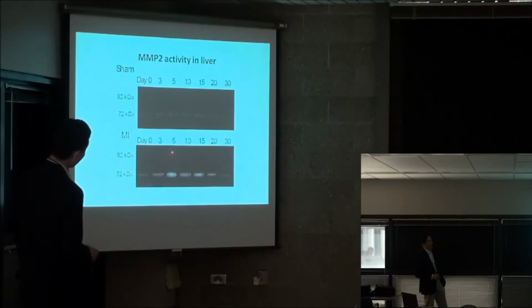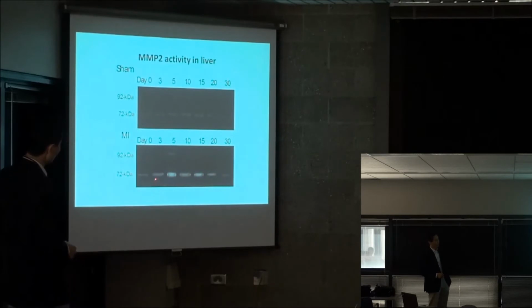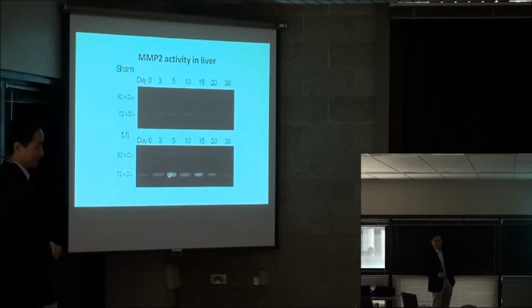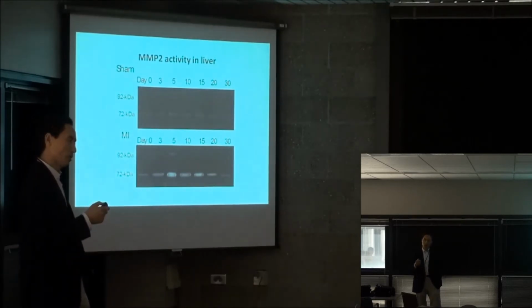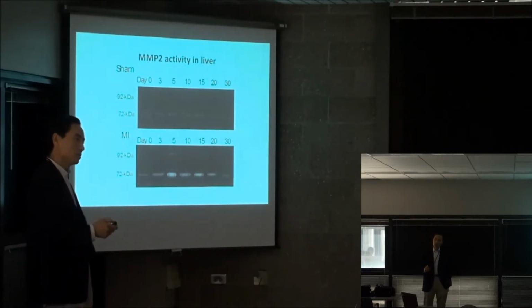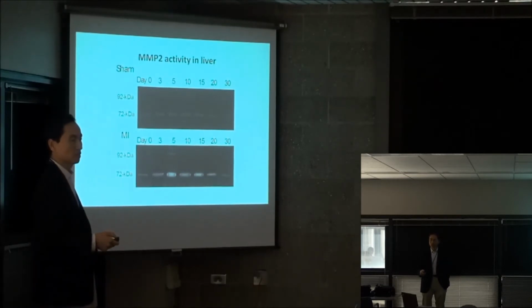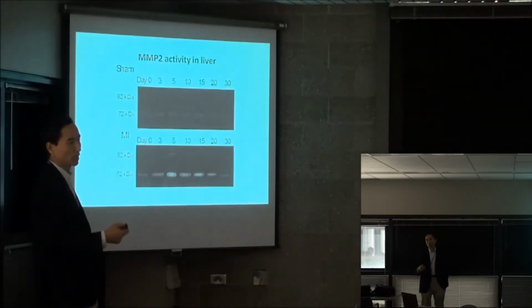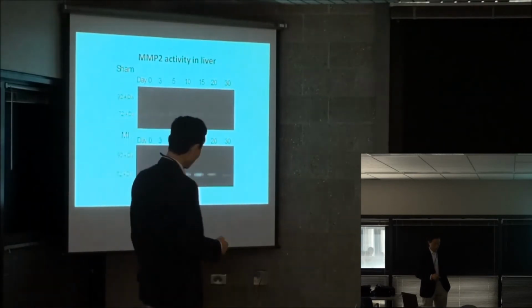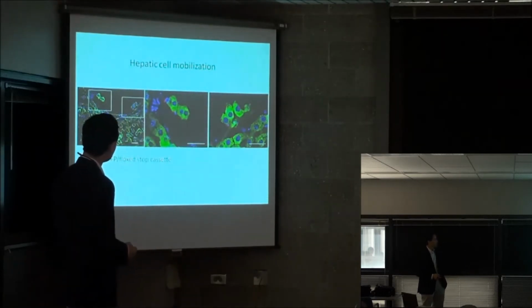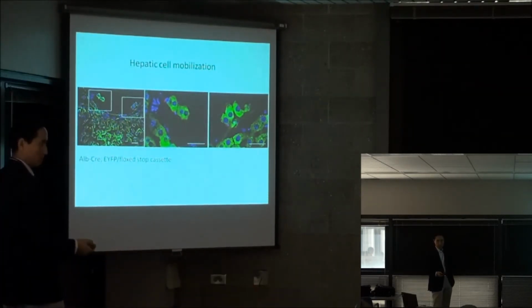However, in myocardial infarction, at 3, 5, 10, 15, or even 20 days, you can see a significant increase in MMP2 level, meaning that in myocardial infarction, when leukocytes are retained within the liver, leukocytes will upregulate and release MMP2. So that's what this slide tells us about. So now it's liver cell mobilization again, but with a larger magnification.